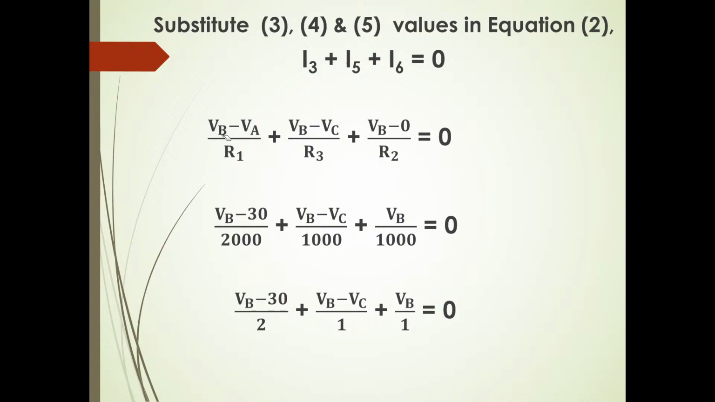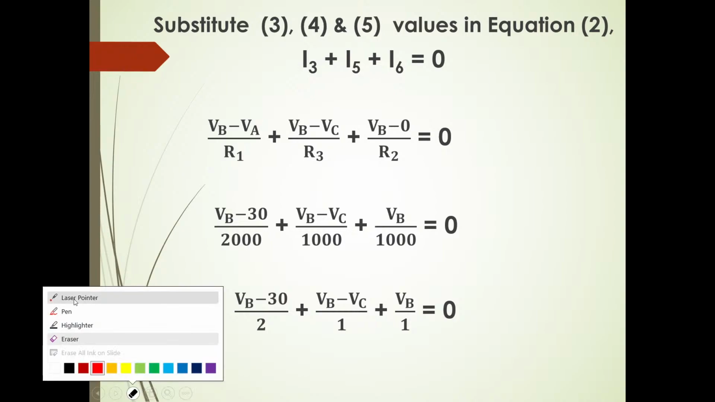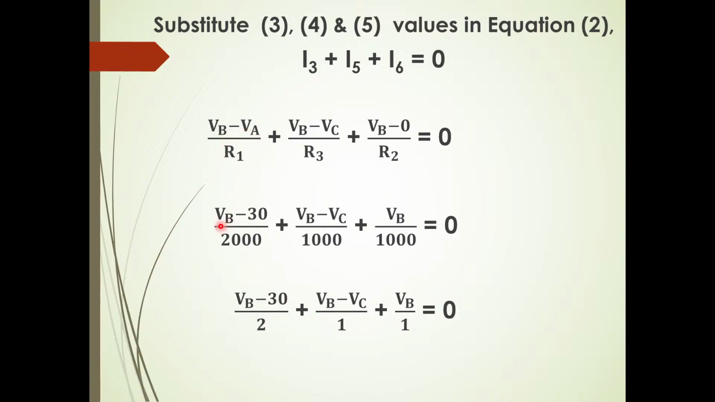So VB minus VA by R1. We already know VA is nothing but V1, so substitute 30. R1 value is 2000. VB and VC we don't know. So VB minus VC by R3, which is 1000. VB minus 0 you can write as VB, and R2 is 1000. So you just replace the R1, R2 and R3 values in their respective places, and instead of VA write V1. V1 is 30, so I have written 30 directly.